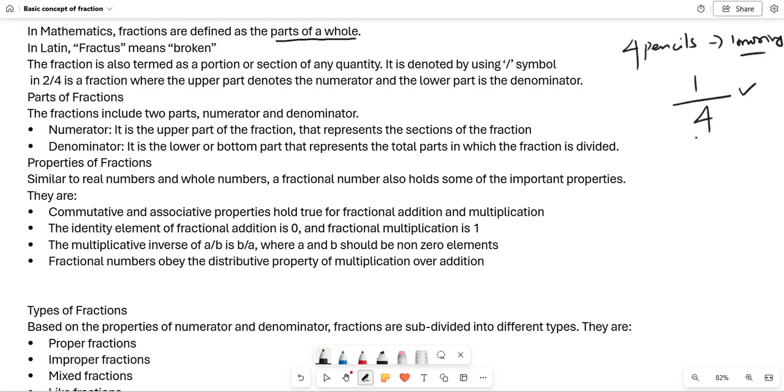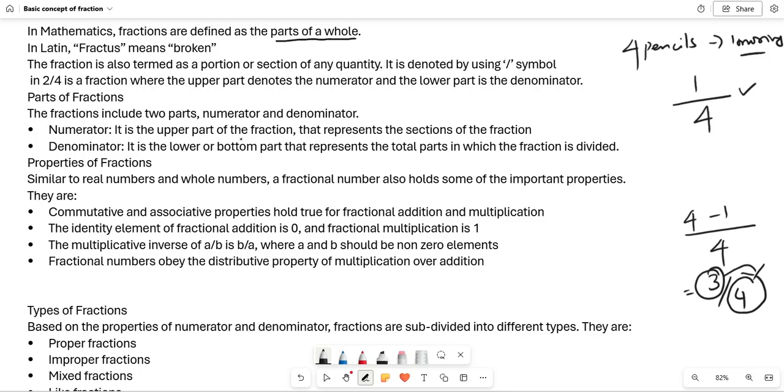Now how many do I have remaining? Totally 4 pencils, and I missed only 1. The balance is 3 by 4. So I have 3 by 4 part of the pencils in my hands. It's a whole, and a fraction is a part of the whole.